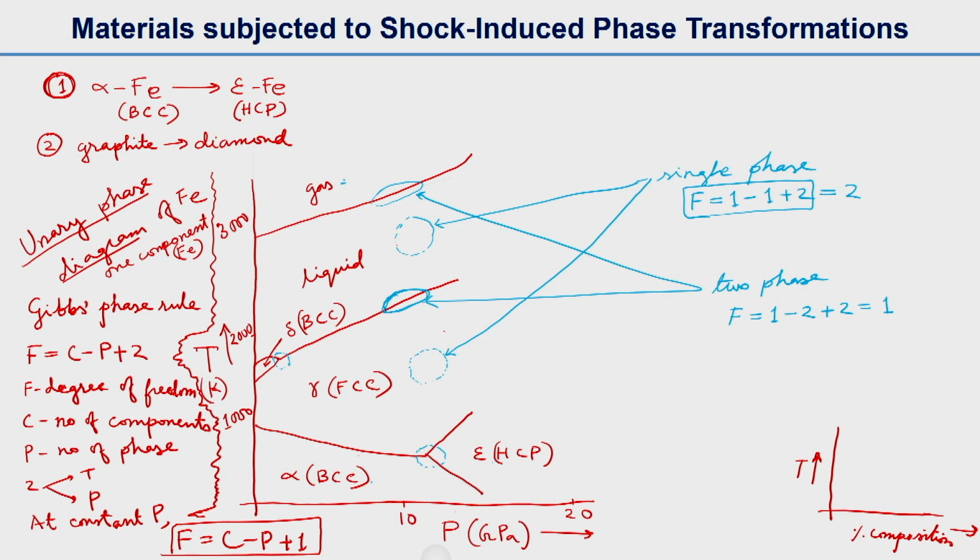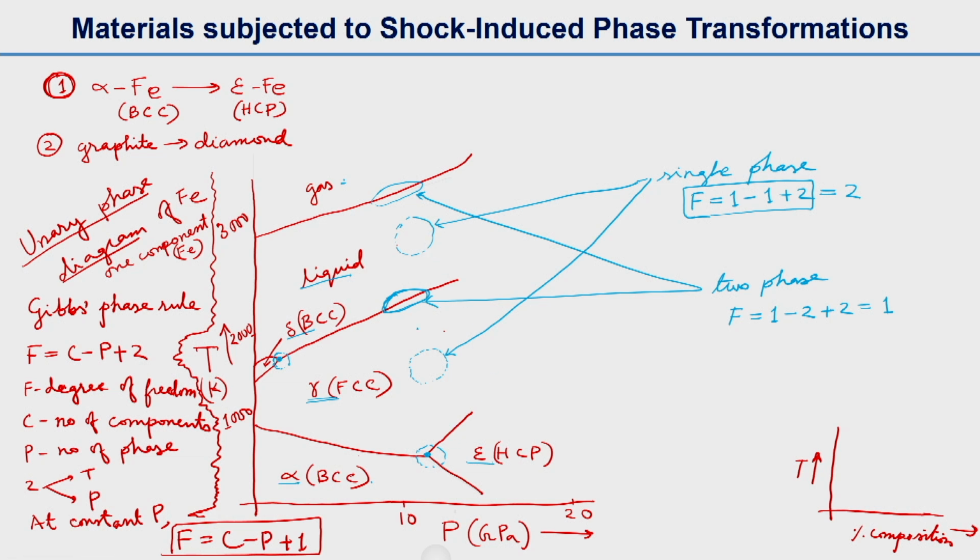phases. So in this case, suppose at this triple point, there are 3 phases that will coexist. One is liquid, one is delta phase, and one is gamma phase. Similarly, at this triple point, there will be 3 phases. First one is the gamma phase, and then epsilon phase and alpha phase.